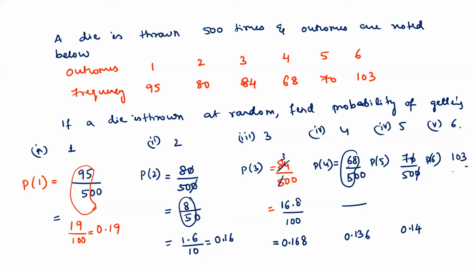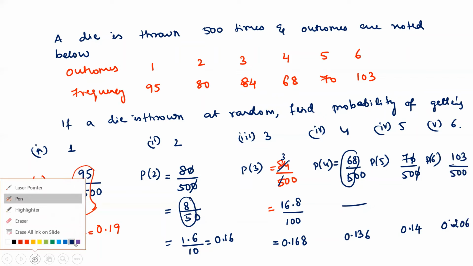Probability of 6: 0.206. Is everyone getting the same decimal values here? Yes, ma'am. In this case, we can't use that; only for the last one we can use the sum, because we have 6 events here.